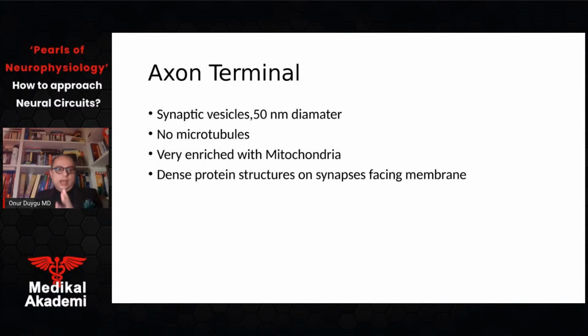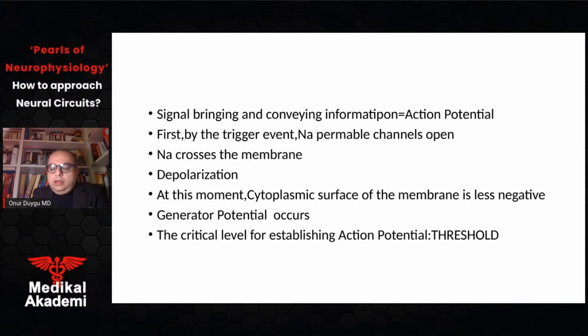That means it has high energetic levels and ATP biosynthesis, and there are dense protein structures on synapses facing the other cell membrane. The other function is bringing and conveying the signal and the information in order to shape an action potential. How about the action potential? It is the main structure here for neural transmission and neural circuits. Action potentials are very important for your intellectual abilities, for your mind capacity, and for your executive functions as well.